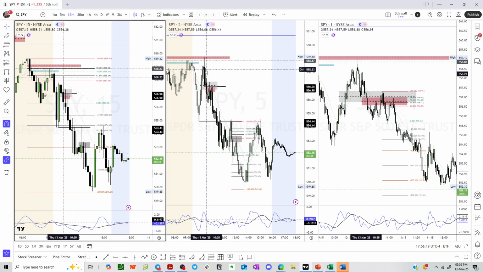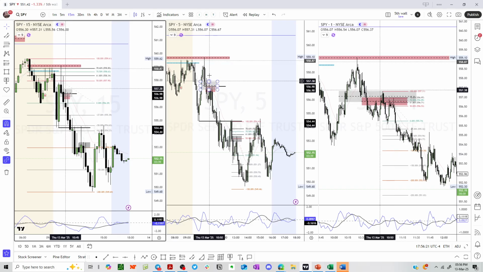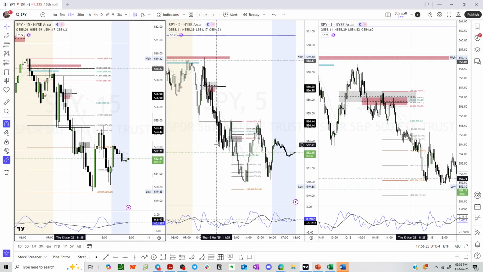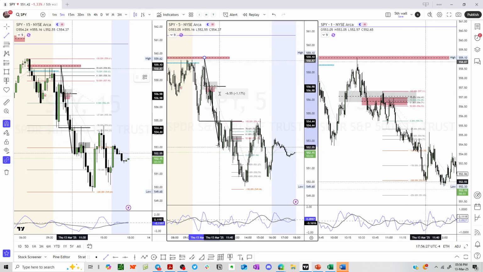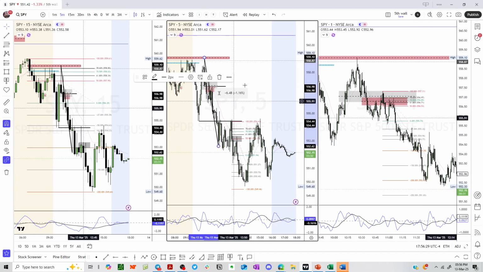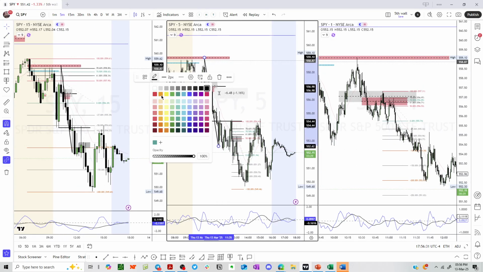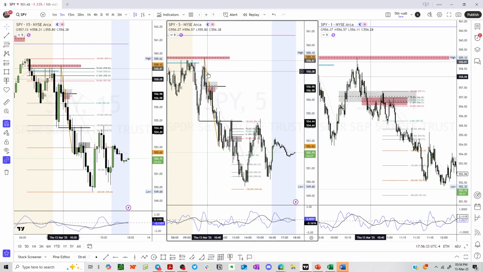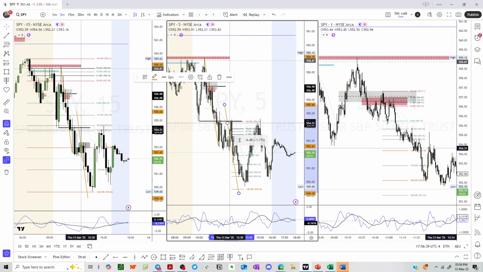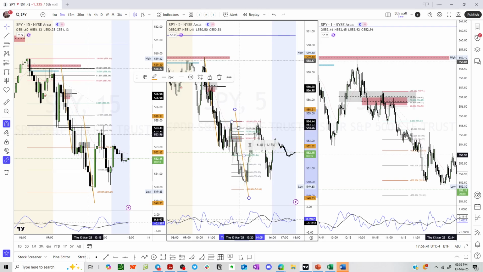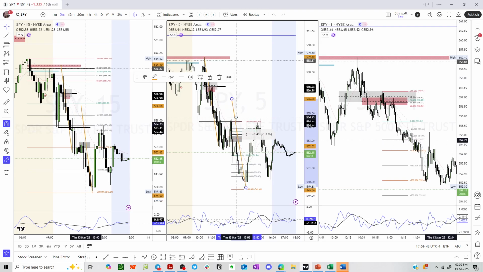Let's see, it's hard to measure this as a measured move, but let's see. I'm gonna use this to this, make that orange or something, and then we're gonna copy that, to that low at least.